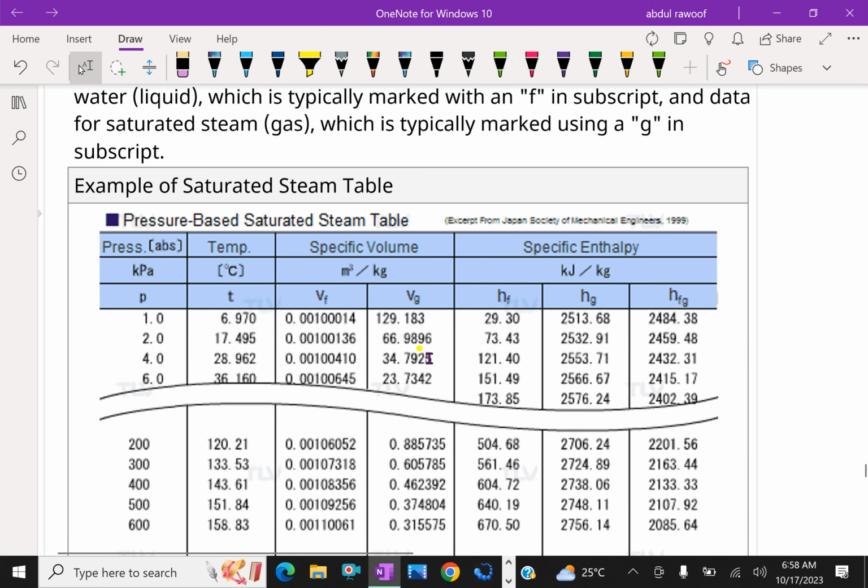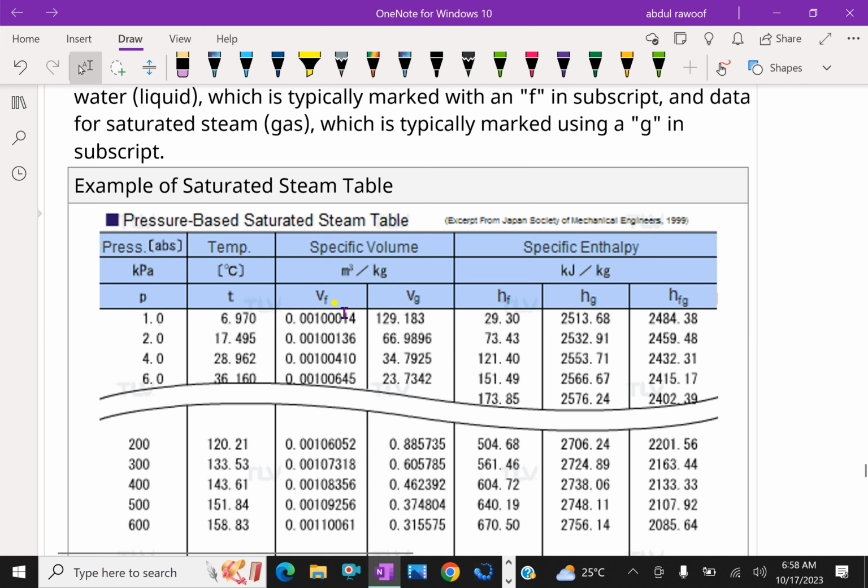Now look at this, for example, some pages in the steam table. Here this is the pressure based saturated steam table. Here pressure is given in absolute, that is kPa, kilopascal, that is 1, 2, 3, 4, 5, 6, it's given. For that particular pressure, we can find the temperature of the saturated steam, and the specific volume also we can find, Vf and Vg.